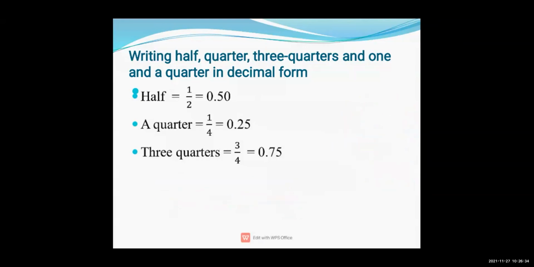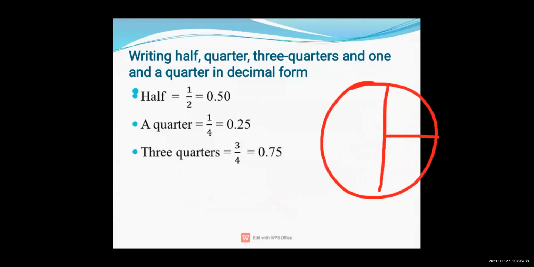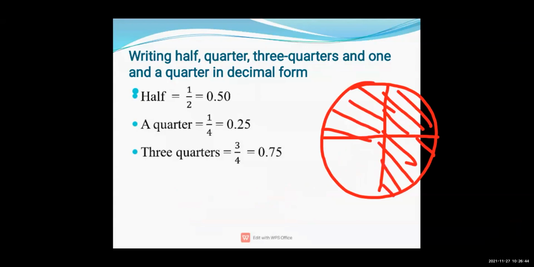Now next it is given three quarter. Now three quarter means what? Whole part. In that whole part, there are four parts. From that four parts, how many parts are colored? Three parts are colored. So we indicate this is three quarter.